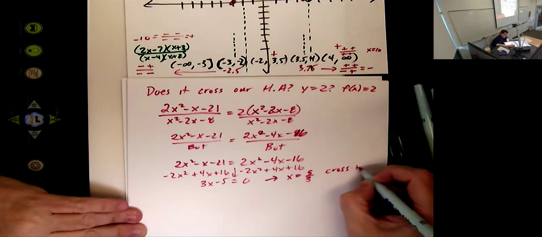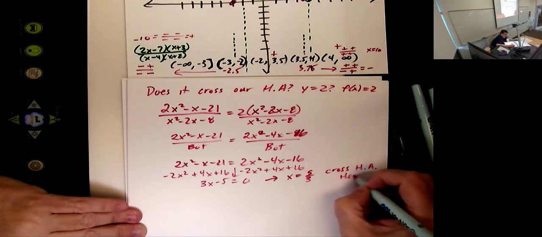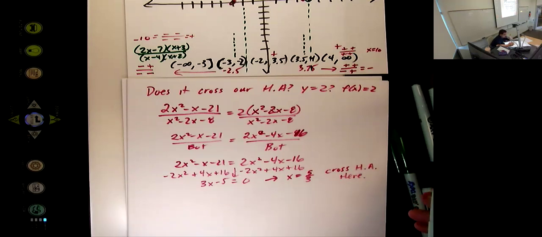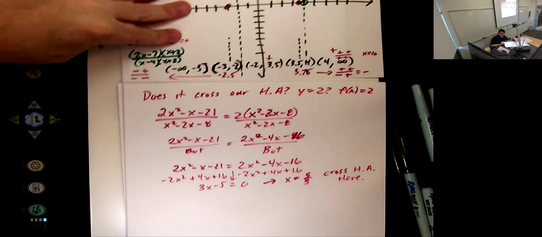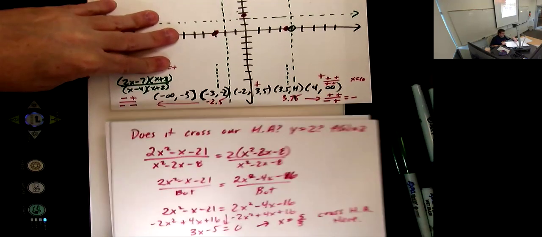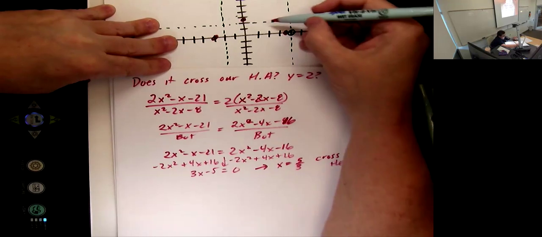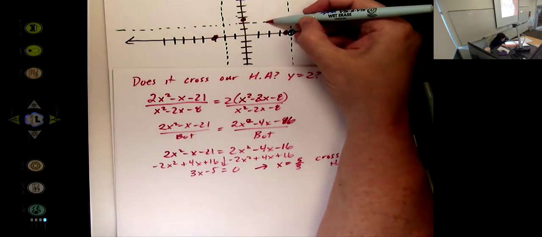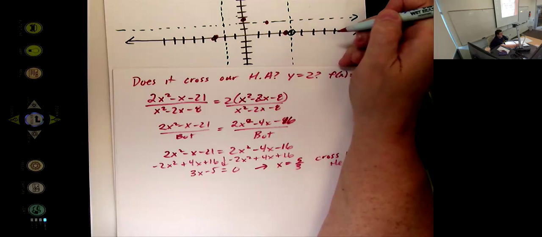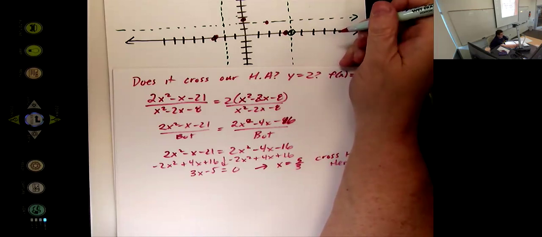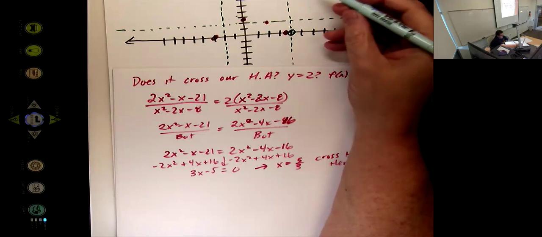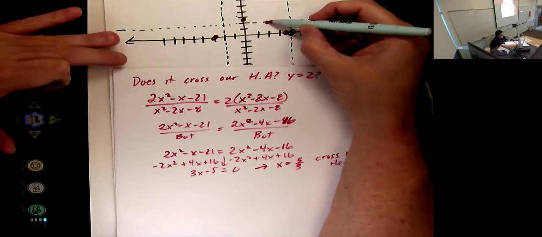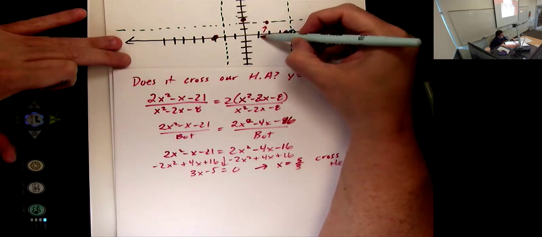Crosses HA here. Five thirds is almost 2, so it's gonna cross there. And that's the only spot it crosses. Five thirds.